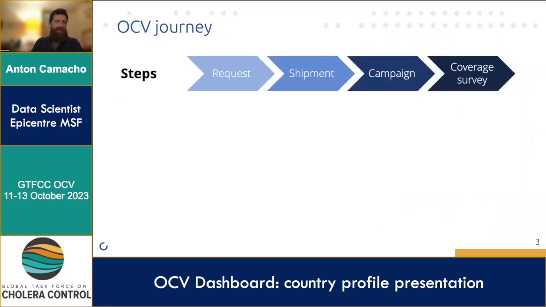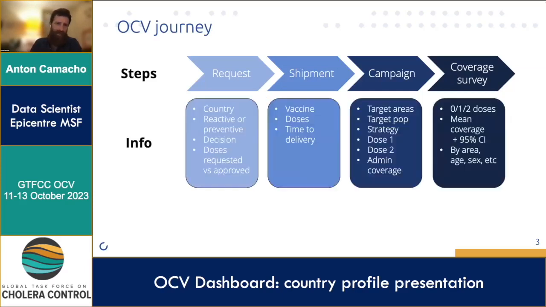So, just a recap on the journey of OCV. You have different steps, starting with a request made by the countries. Then if it's approved, there will be a shipment of doses, implementation of a campaign, and usually a coverage survey at the end of the campaign to look at indicators of performance. There is a lot of information we try to collect in the data collection tools that are behind the dashboard.